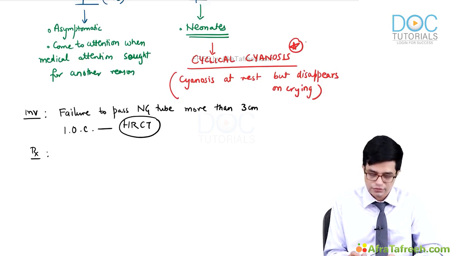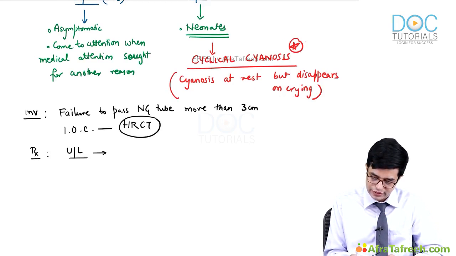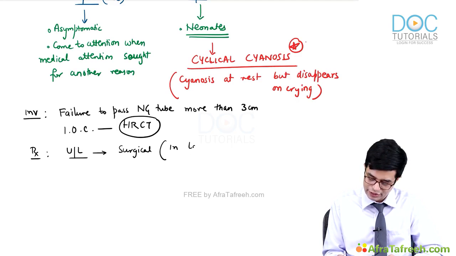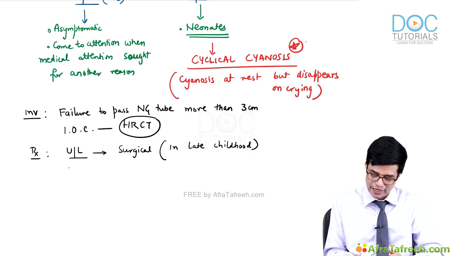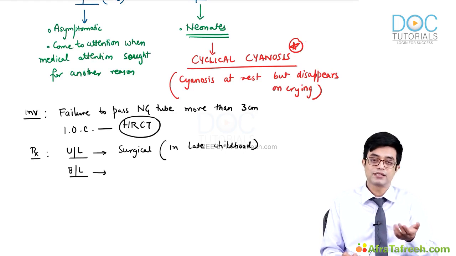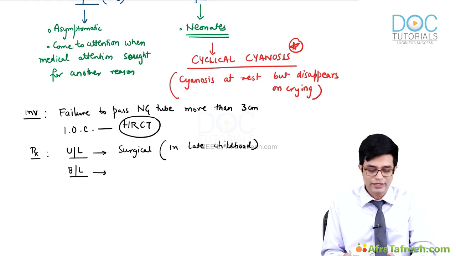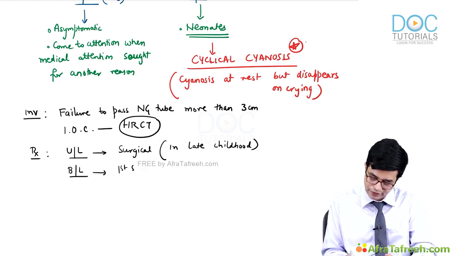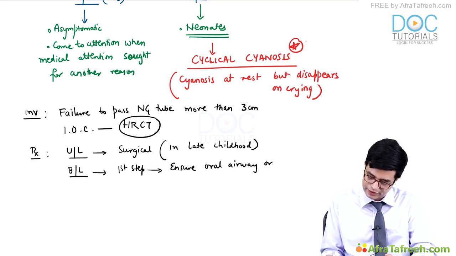Treatment is very simple. Unilateral choanal atresia needs surgical management, but surgery is done in late childhood, whenever it becomes manifest and the finances are there. So it is a planned surgery. Bilateral choanal atresia requires emergency management because cyclical cyanosis is happening. So in bilateral choanal atresia, as a first step, you ensure either an oral airway or you intubate the child. And once you have intubated, you perform surgery in the neonatal period.